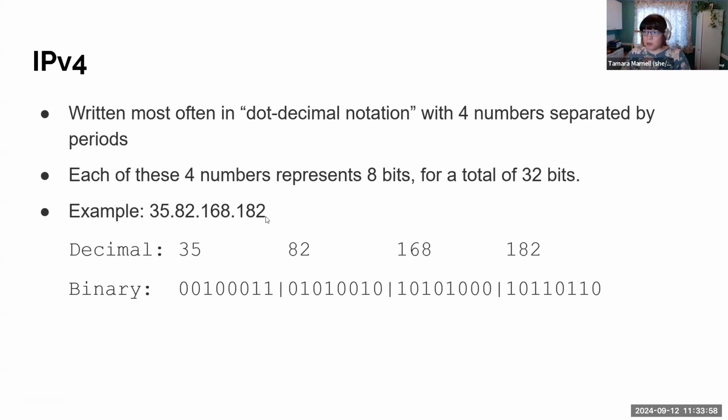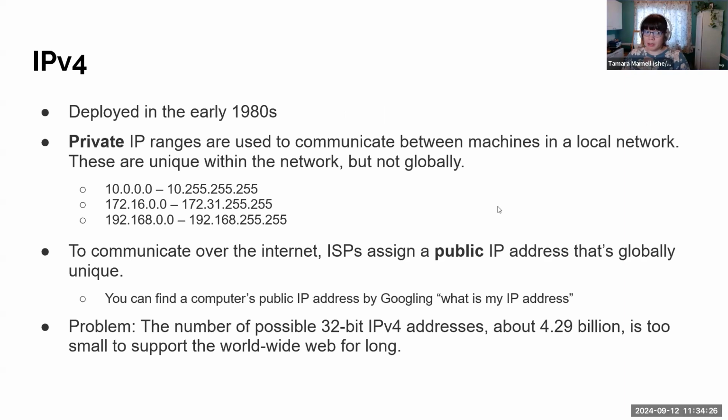This is not knowledge you will ever have to apply. I think it's just good to know and understand what the difference is between IP version 4 and 6. So if you represent each of these numbers in binary, they're each 8 bits of ones and zeros for a total of 4 times 8, or 32 bits. This results in a pretty small set of possible IP addresses that could be globally unique.